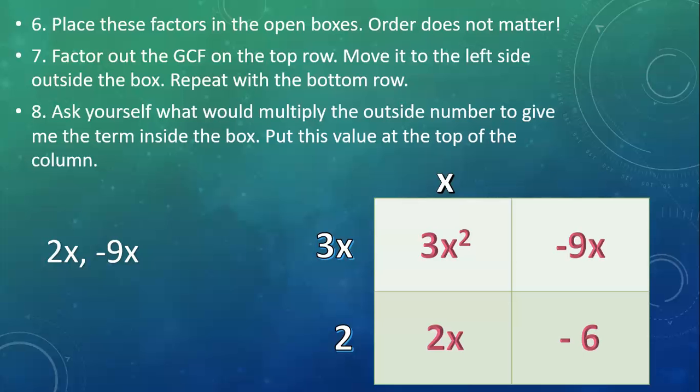And then what times 3x gets you 3x squared? It's an x. 2 times x is 2x, and then what times 3x gets us negative 9x? That value is a negative 3. And then what I would like you to do is to take 2 times negative 3 and see if you get negative 6. That number or constant box is your check box. Your factors that are on the outside are now your binomials that you have factored the quadratic.